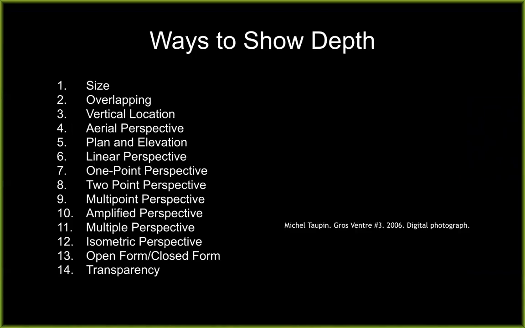There are a number of different ways that you can show depth. Here is a list. You can start with the size of things. We're going to go over all of these things briefly, but overlapping, vertical location in the picture plane, aerial perspective, plan and elevation, linear perspective, 1-point, 2-point, multi-point perspective. If you've taken any art classes, you're probably familiar with these terms. Amplified and multiple perspective, isometric, open form, closed form, and transparency.